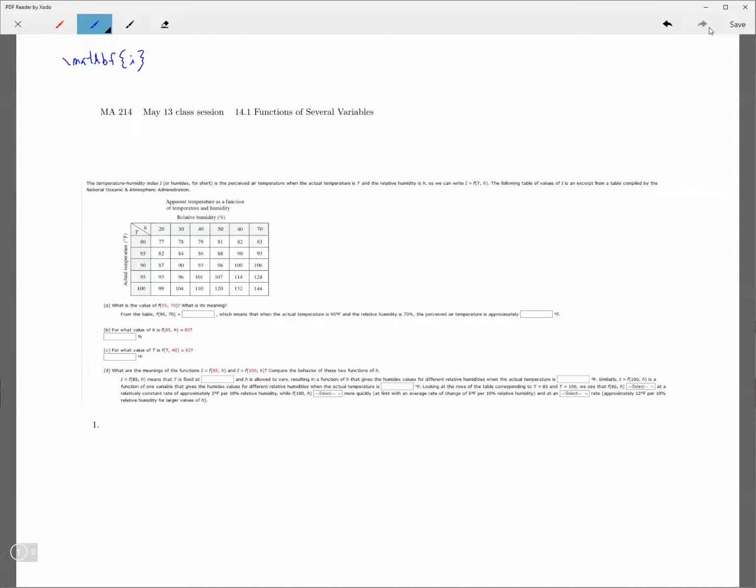Okay, so let's go ahead. We're going to start with chapter 14, which is partial differentiation. And 14.1 is just an introduction to functions of several variables. And so, on the homework, how's that?